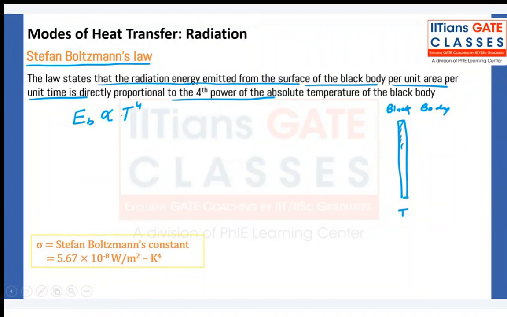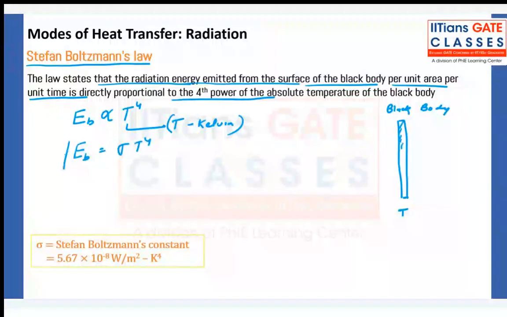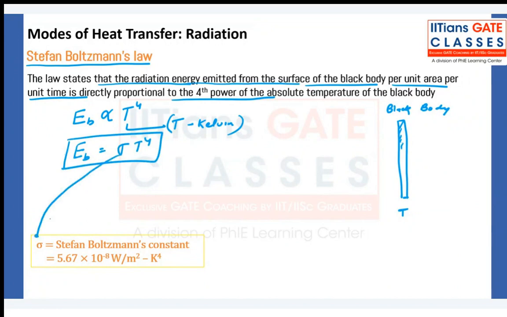Very important point here is that this T you must keep in Kelvin. Never put this in degree Celsius. Never and never put this in degree Celsius. Whatever you do, never put this in degree Celsius. Now, if I remove the proportionality sign, it is sigma T to the power 4, and sigma is Stefan Boltzmann's constant, which has the value 5.67 into 10 to the power minus 8 watt per meter square Kelvin 4.